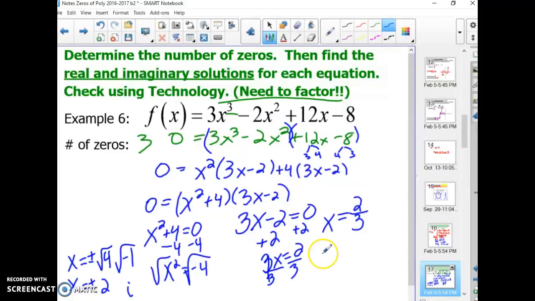So x is equal to 2/3, a positive 2i, and then what else do I have? A negative 2i.